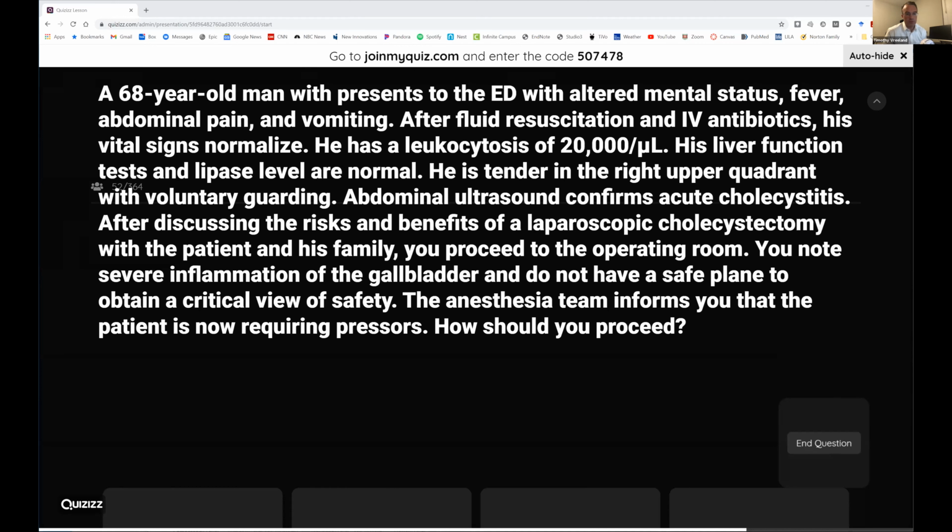How should you proceed? Should you convert to open? Should you proceed with laparoscopic subtotal cholecystectomy? Should you abort and place a drain near the gallbladder? Should you perform a laparoscopic tube cholecystostomy?